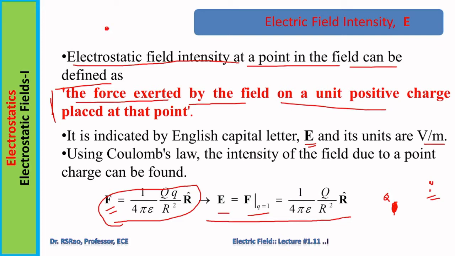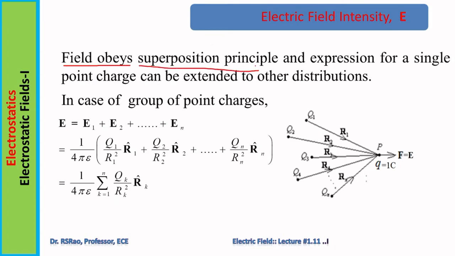If you consider a point charge, surrounding this charge, there is a region. It is not an ordinary region. It has certain special properties, certain special characteristics, features. It is something special. One of its special properties is intensity. Field intensity at a point in the field is the force experienced by the charge when it is plus 1 coulomb. Field obeys superposition principle because force obeys superposition principle. Field is force on a unit positive charge. Therefore, field also obeys superposition principle, and the expression for a single point charge can be extended to other distributions also.